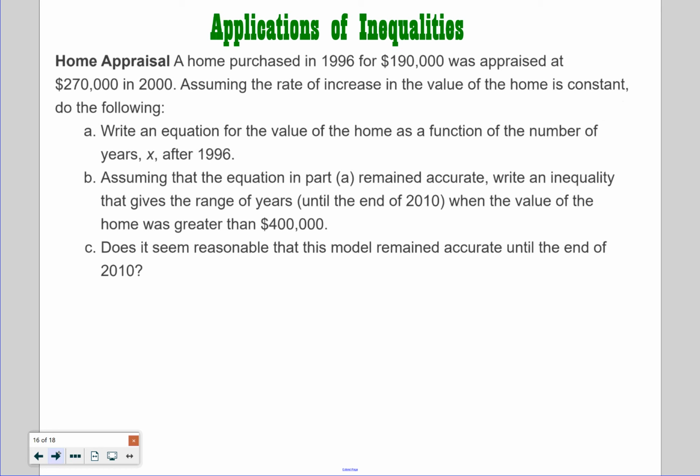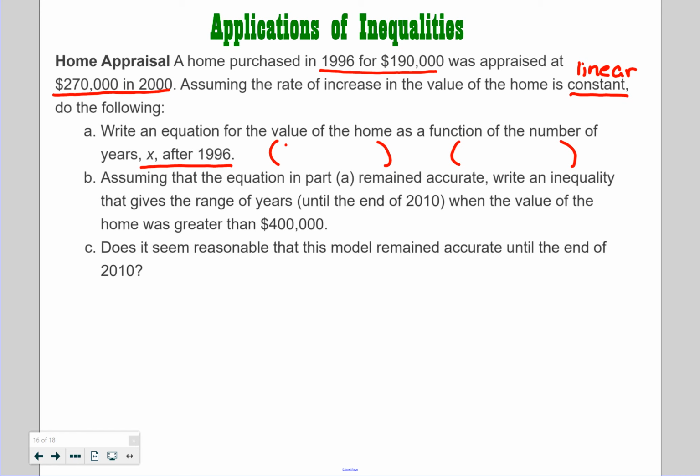Let's look at another problem. A home purchased in 1996 for $190,000 was appraised at $270,000 in 2000. Assuming the rate of increase in the value is constant, which tells us it's linear, we've talked about that a lot, we want to do the following. First, we want to write an equation for the value of the home as a function of the number of years x after 1996. So we need to write an equation, and this is going to go back to a few sections ago. We're given two pieces of information that go together, which means we're given 2 points here.